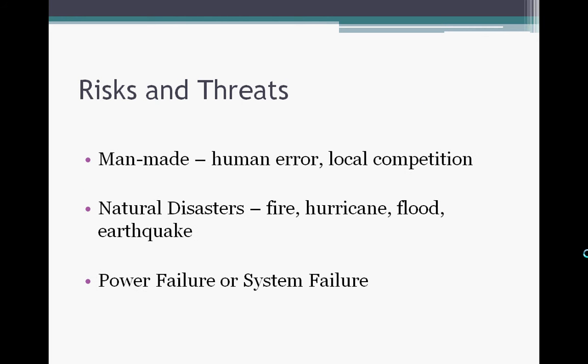Now I'm going to talk about some risks and threats to their company. First, it's man-made, which is human error. People working there can make some errors while editing a file, which could cause loss of data or corruption. Second is natural disaster. There could be a fire or a hurricane, a flood or earthquake, which would cause them loss of data too. And third is power failure or system failure.